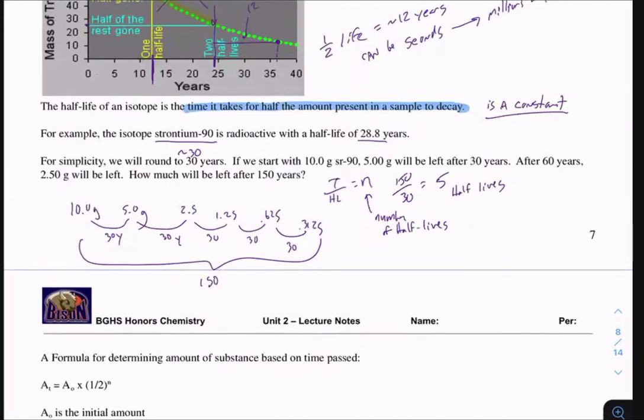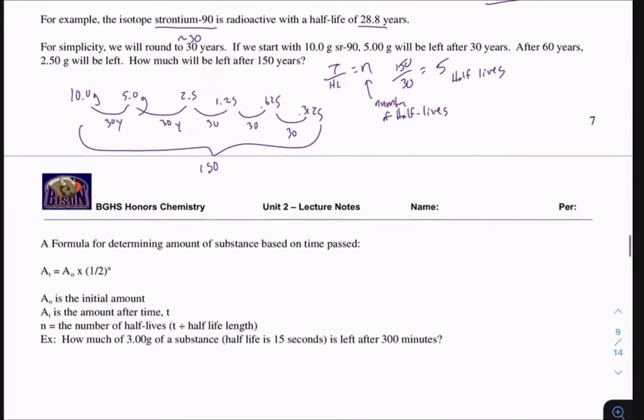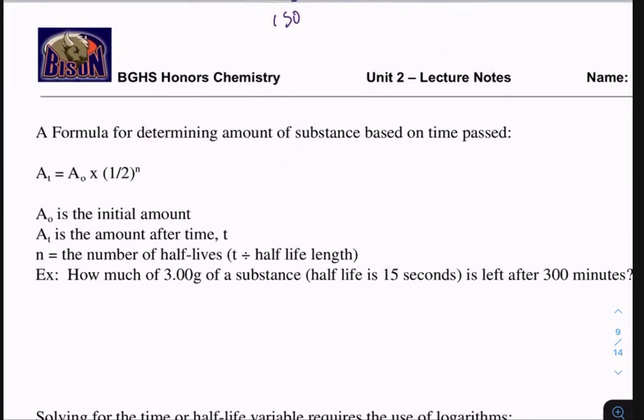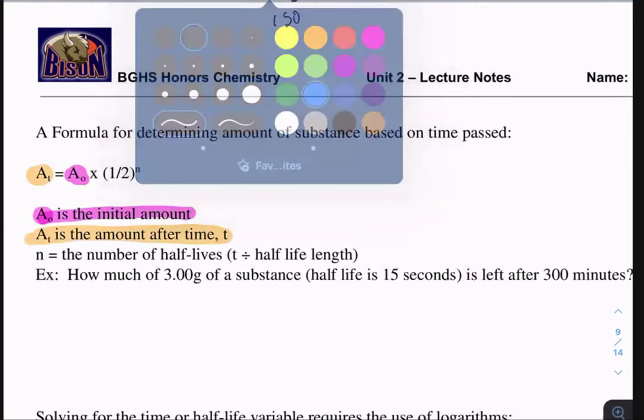While that gives us a picture of the types of numbers to expect, there's an actual formula that we can use. And so the formula is A sub t, where A sub t is the amount after time has passed, A sub naught, this little 0 subscript, you guys see that? That's called naught. That means initial or beginning. So the amount at the beginning. And I already addressed what n was.